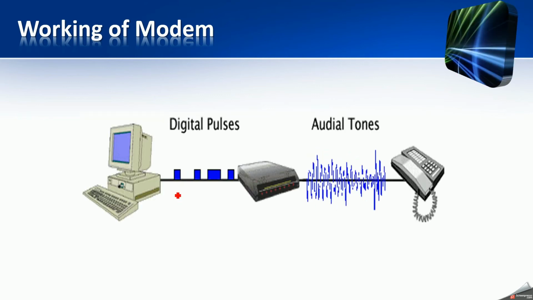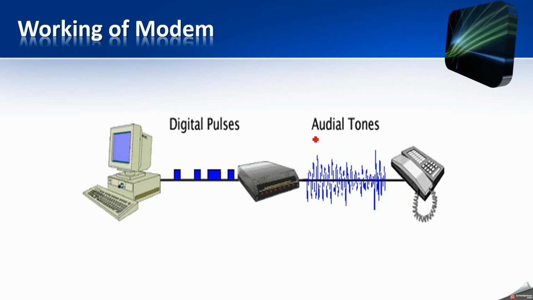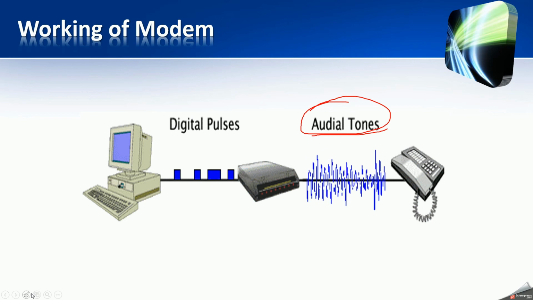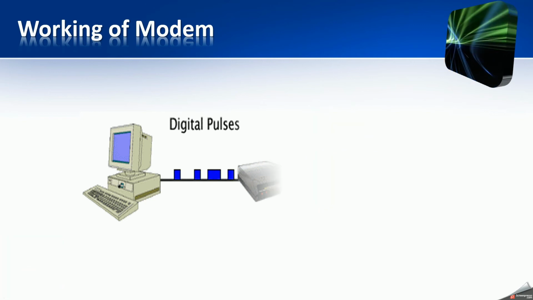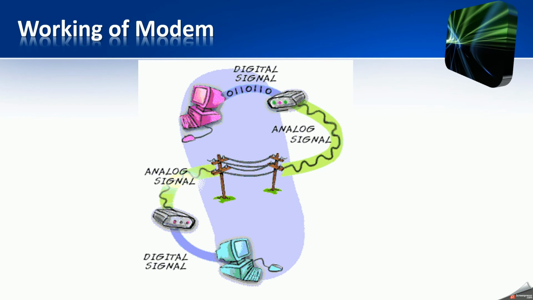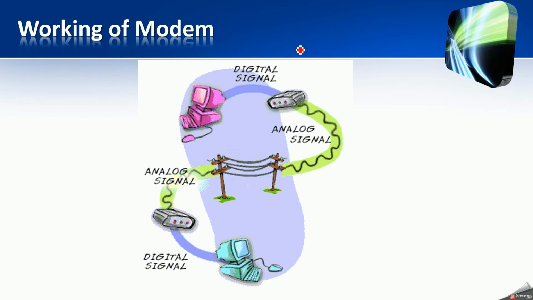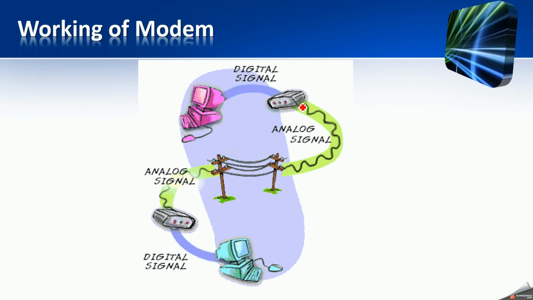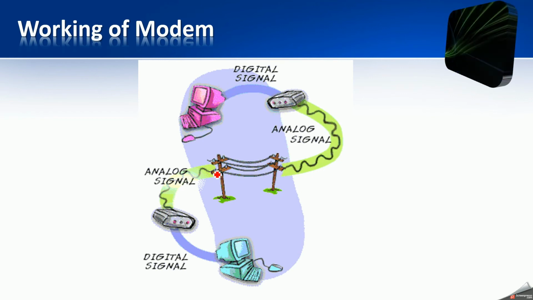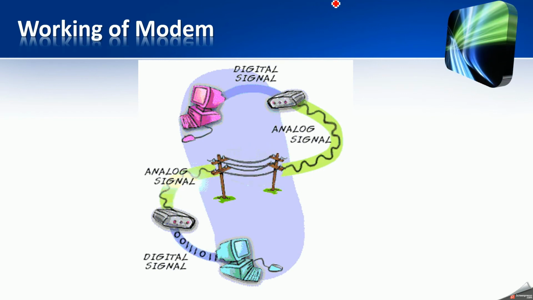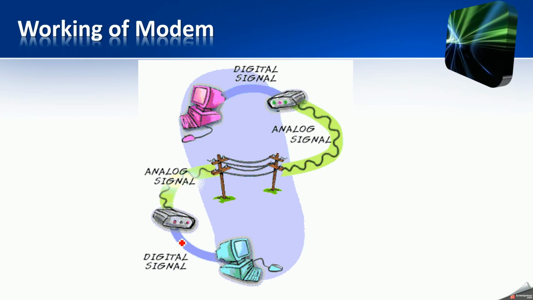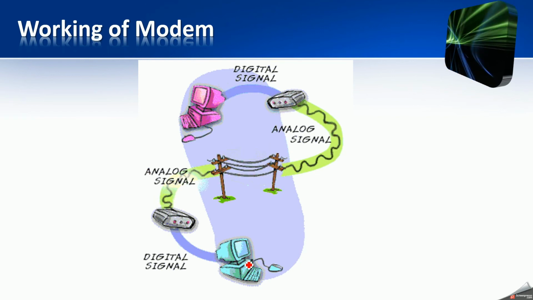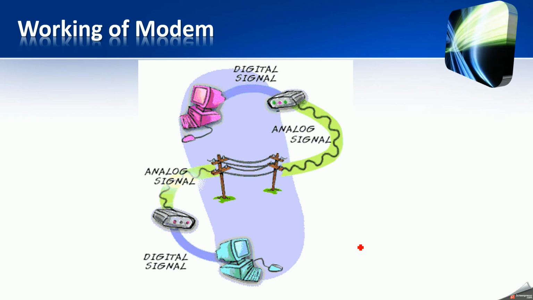You can see here that digital signals of the computer are converted into analog signals, also known as audial tones. So in this short GIF animation, you can see that digital signals of the computer are converted into analog signals, which are carried on by the telephone lines, and then again there is a modem which converts these analog signals back to digital signals, which is intercepted by the receiver's computer.